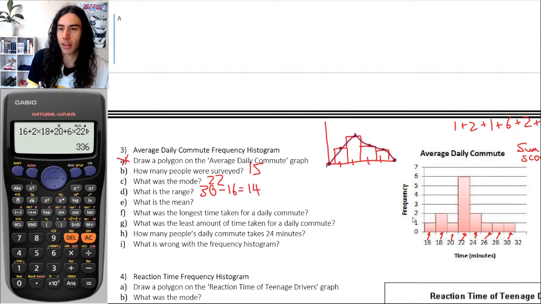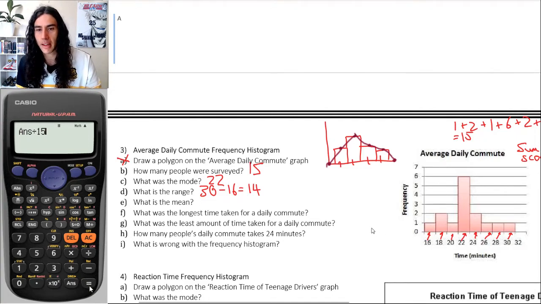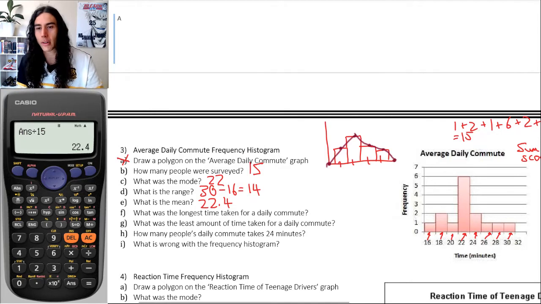Oh, you can't see that. My fault. Silly me, I only just realized. So we have to divide by the number of people, and there were 15 people. It should be somewhere in the 20, 22, 23 area. 22.4. If you got a mean of, say, 3, you need to question that, because we're expecting the mean somewhere in the middle.